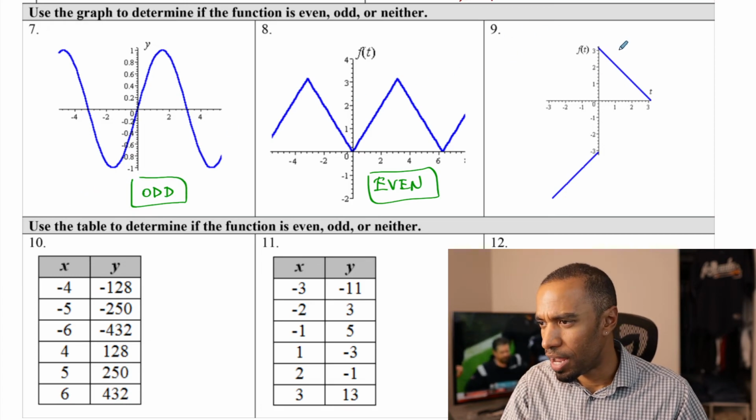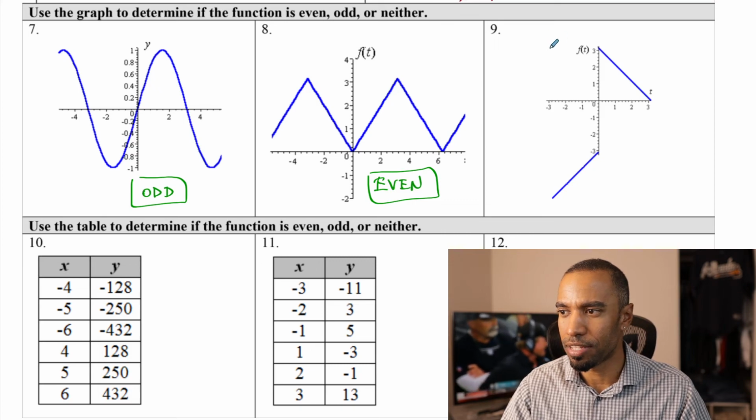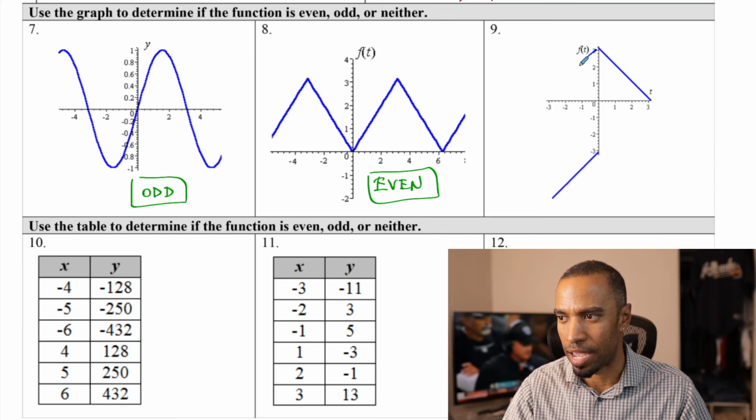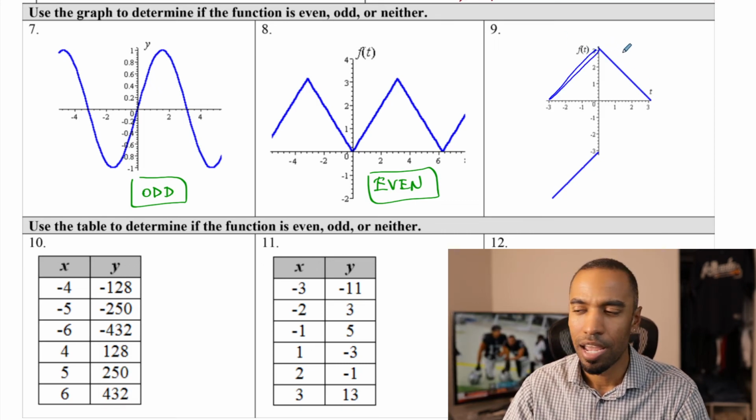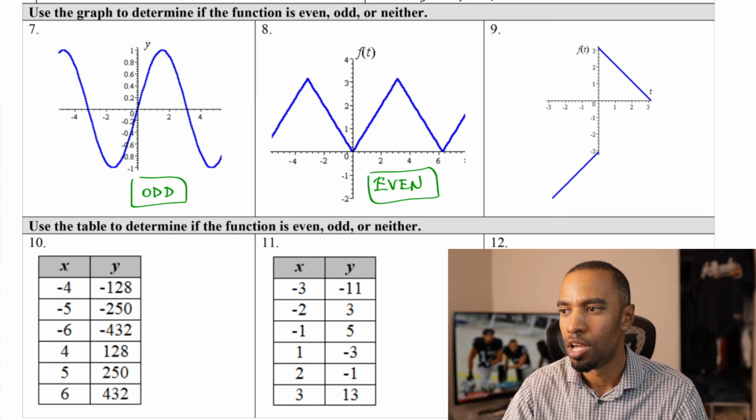All right, this one, number 9, doesn't have any symmetry that I know of. It's definitely not. If this reflected across the y-axis, I'd see the other part of the graph right here. If this reflected across the origin, I'd see this part of the graph right here. I'm leaning toward neither. But let's take a look.